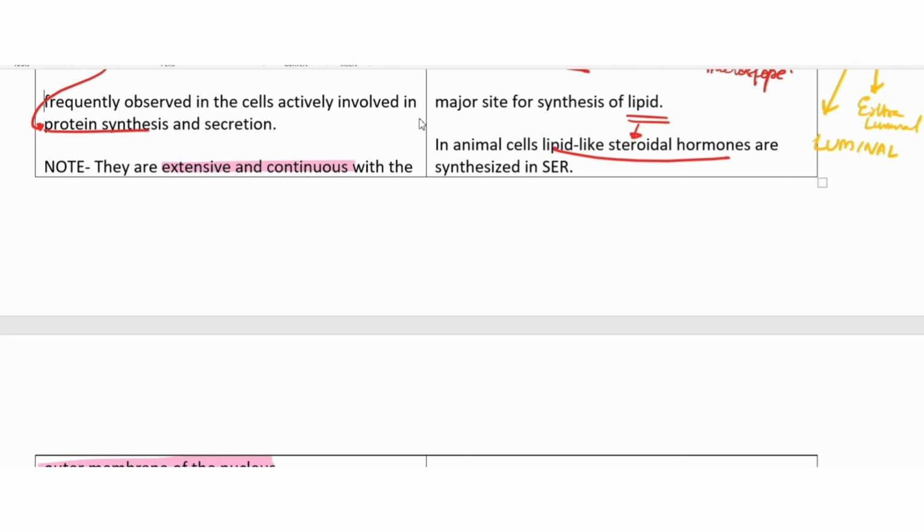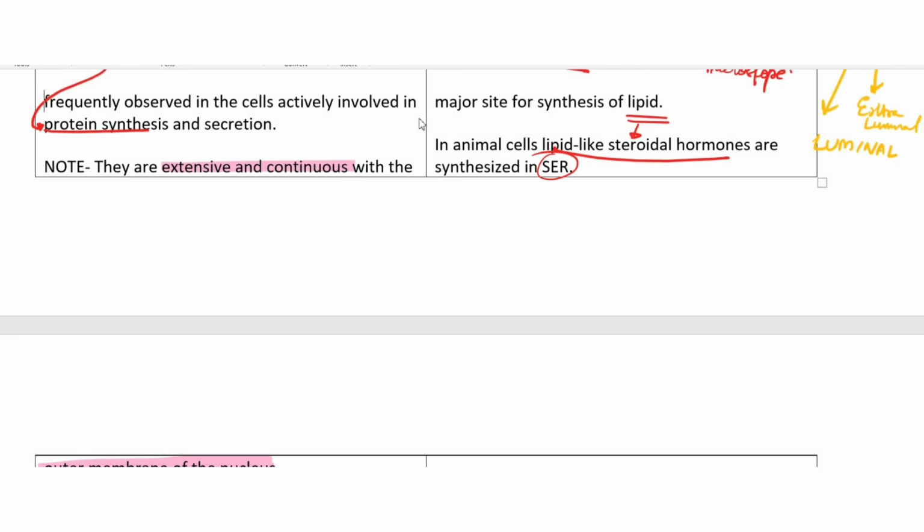And in animal cells, lipid-like steroidal hormones are synthesized in smooth endoplasmic reticulum. So, lipid synthesis and lipid-like steroidal hormones have their site of synthesis in smooth endoplasmic reticulum.